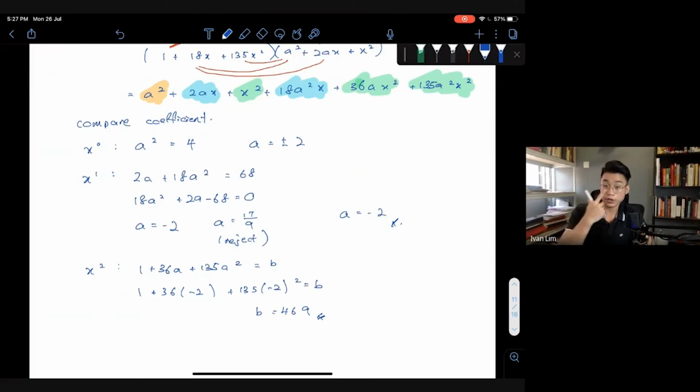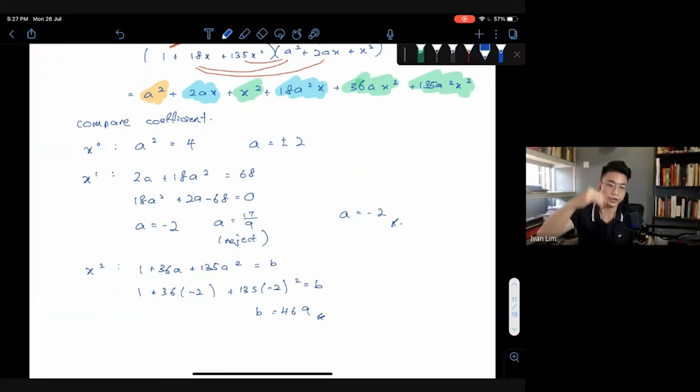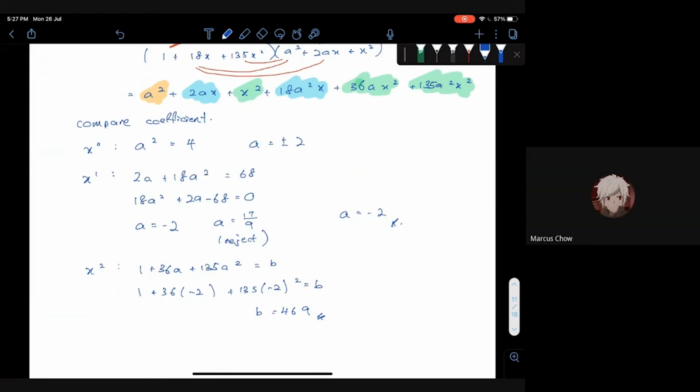Okay, reject your a equals 2 also. That won't be the value, because you need to fulfill the criteria of all these, the x to the power 0, x to the power 1, and so on. 3 marks.